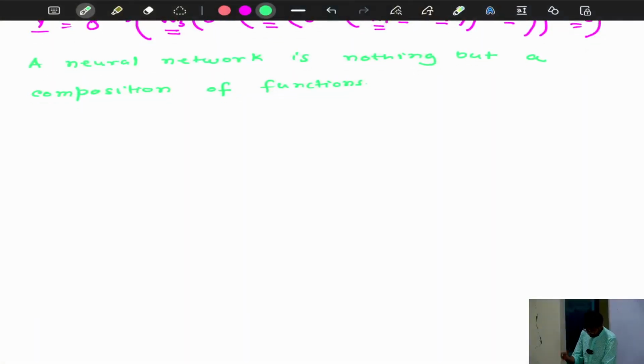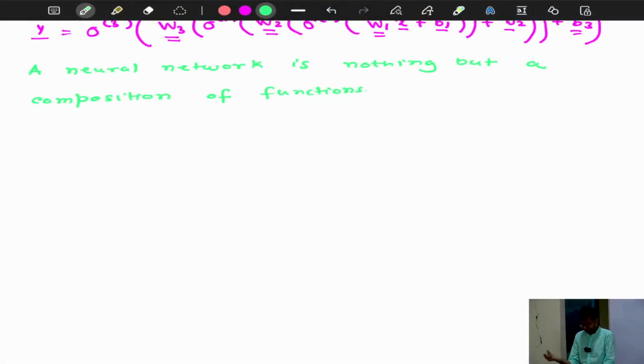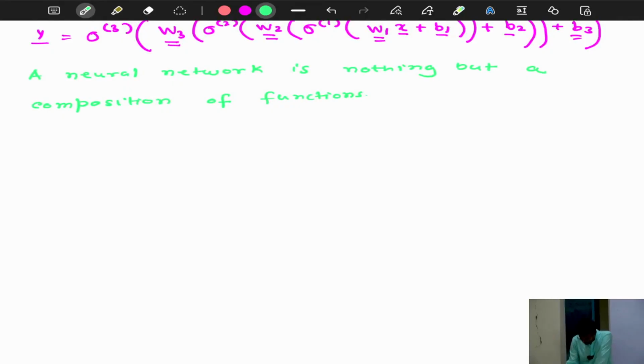Okay. So a neural network is nothing but a composition of functions. And in many articles, many journal papers, you will see that this expression that I wrote earlier will be written in this form.